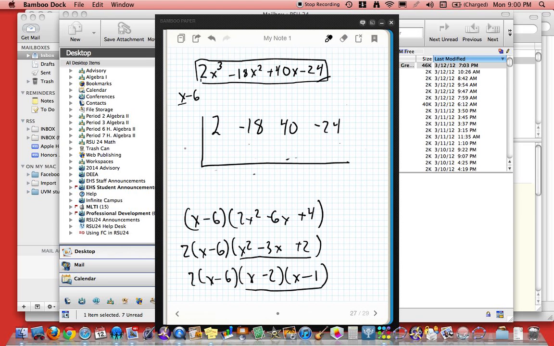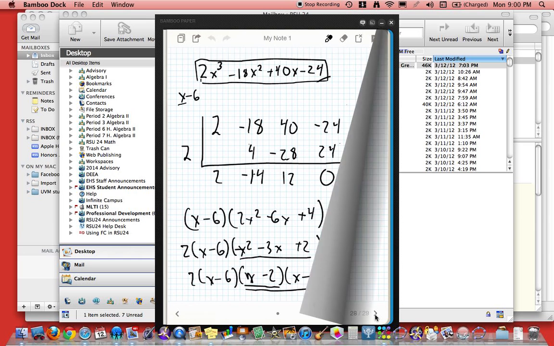So let's try 2 for this x minus 2 down here. Again, we carry the 2, multiply. 4, negative 14, multiply, negative 28. Add 12, multiply. 2 times 12 is 24. 0. Sure enough, it works. So it's a very quick way to test the divisibility of a potential root of a higher order function. Now let's take a look at another one.